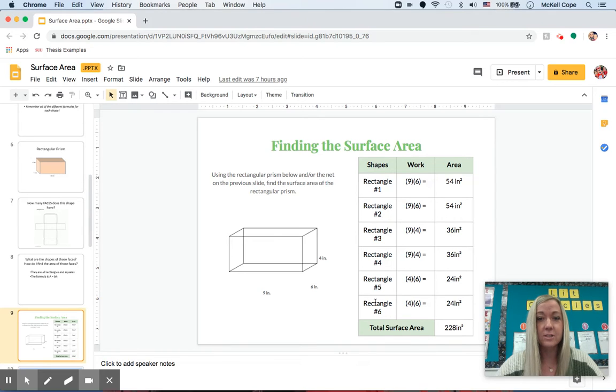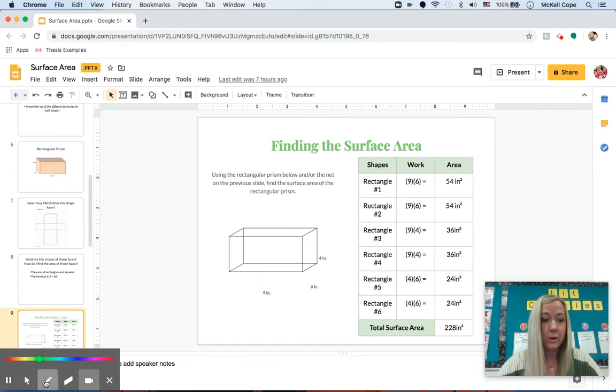rectangles, and this is a really great way to keep yourself organized is to make a table or to make some kind of a list or a T-chart or something that's going to help you keep all this information organized. So here we have 6 different rectangles, and we have really only 3 answers because all of them have an identical twin.